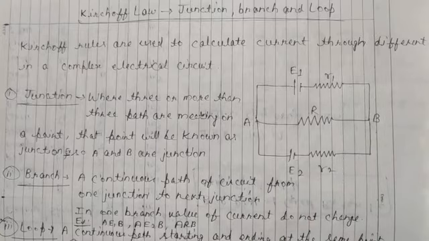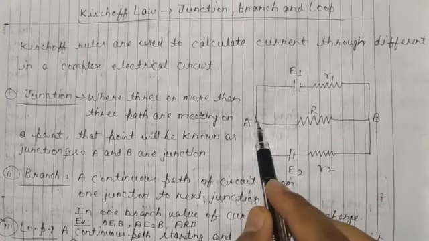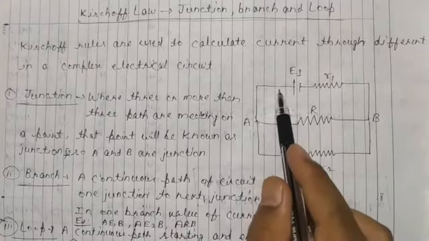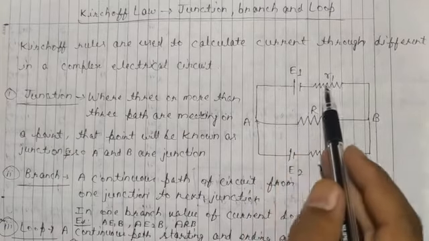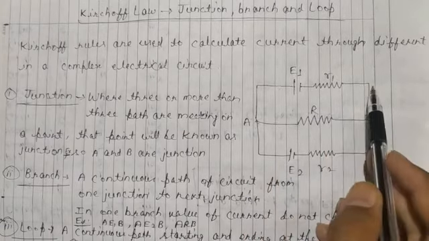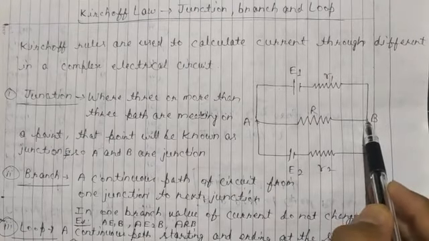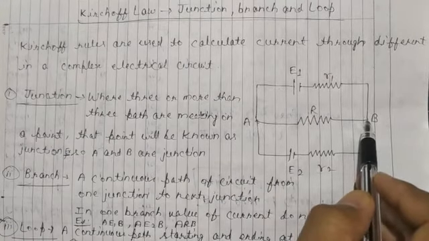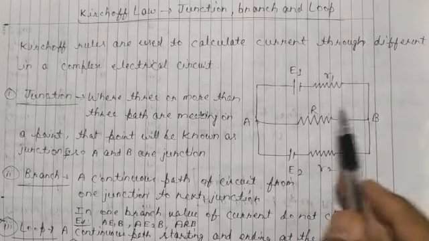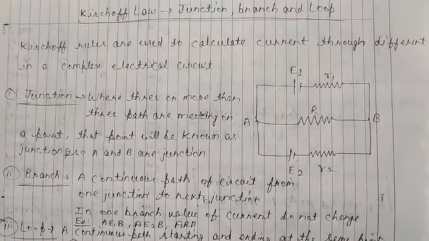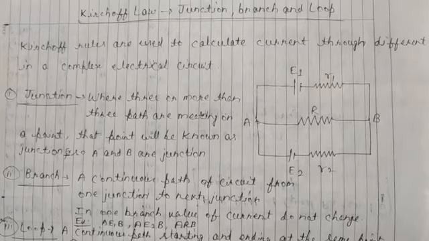If the current value here is 2 ampere, here it will be 2 ampere, here it will be 2 ampere, here it will be 2 ampere, and here it will be 2 ampere. So in one branch the value of current does not change.